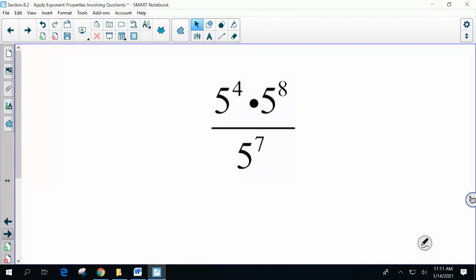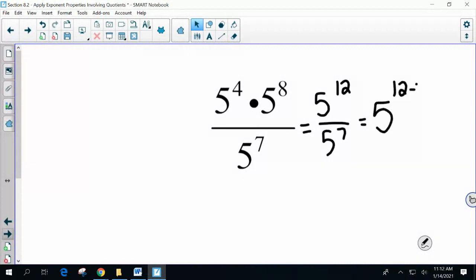Okay, so with this problem, we are going to combine properties that we have already learned. First in the numerator, whenever you multiply exponents, remember you add them. So this is going to become 5 to the 12th over 5 to the 7th. So now I need to subtract them. So 5 to the 12 minus 7 power, which would be 5 to the 5th power.